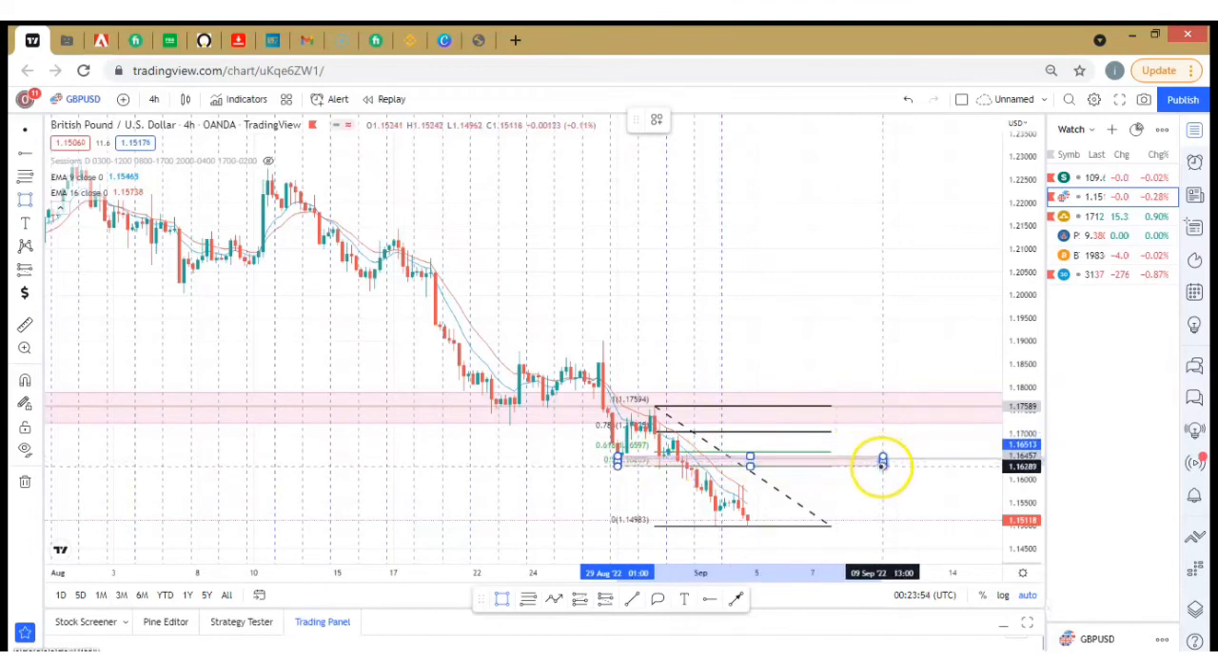What I mean by waiting for this market is that if this market does not come back to this zone, then I'm not trading this.